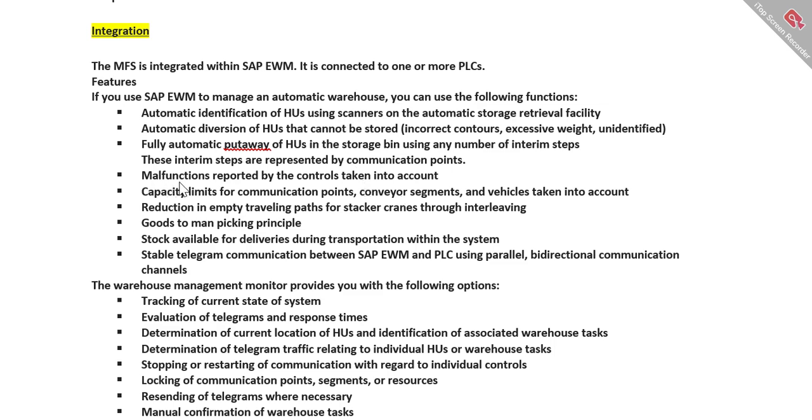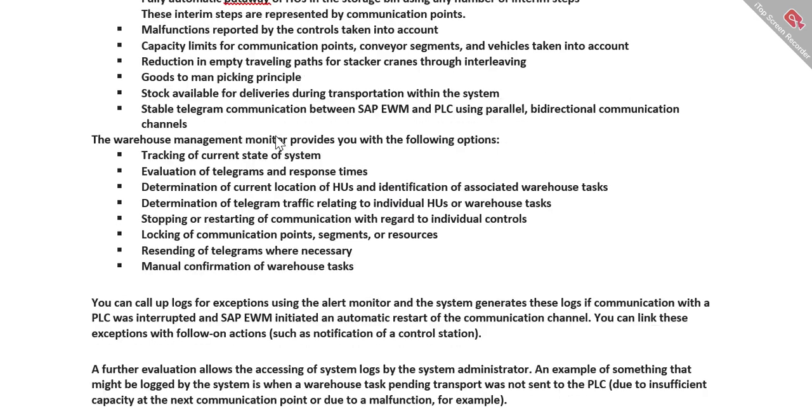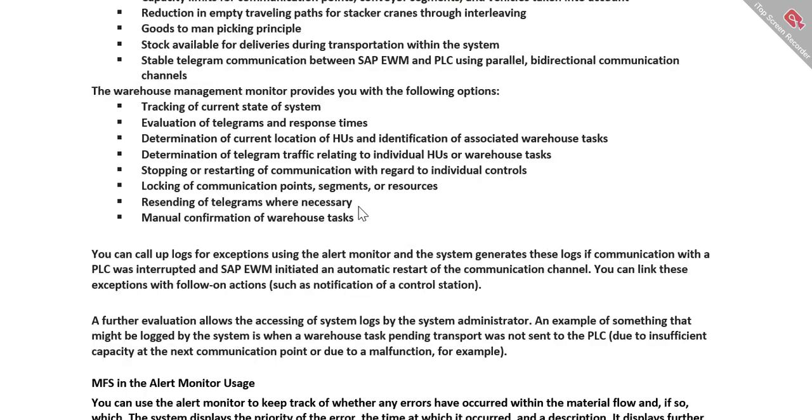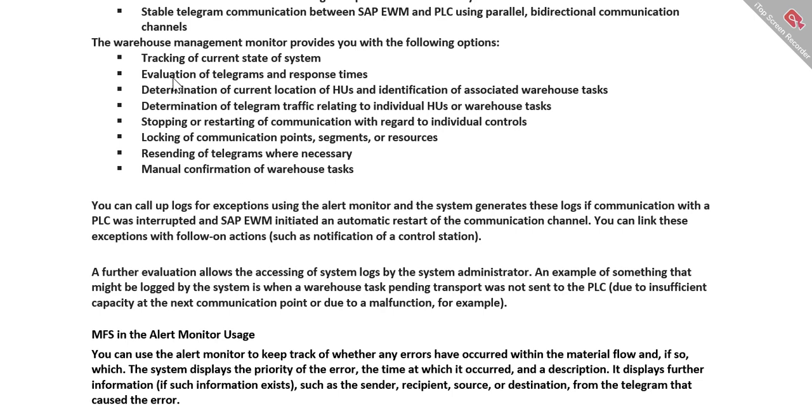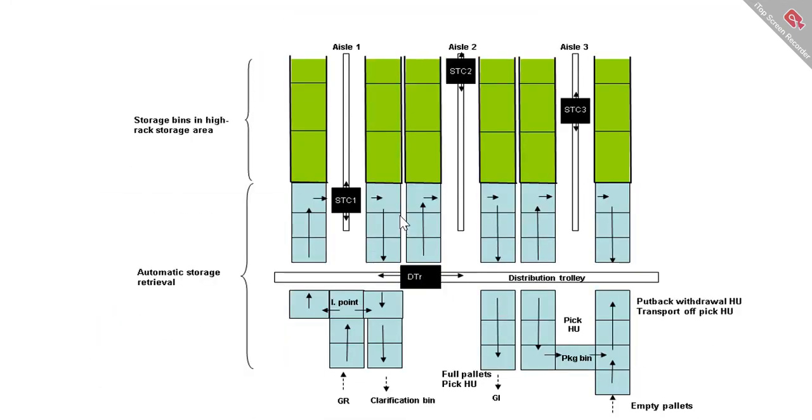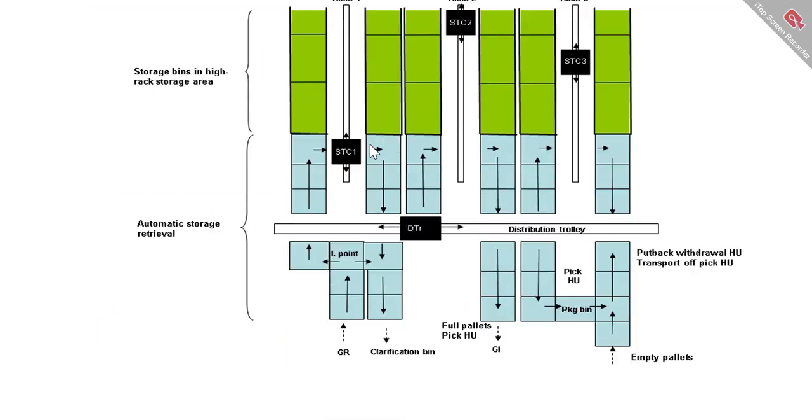Here we can see this point. Malfunction: if anything happens, it would be recorded. So stable telegram communication between SAP EWM and PLC using pallet. Bidirectional communication channel. These are the important theory, and tracking of current state of system, evaluation of telegram and response time. See, this is the storage, this is the belts, this is the ST1, this is out, it scans.